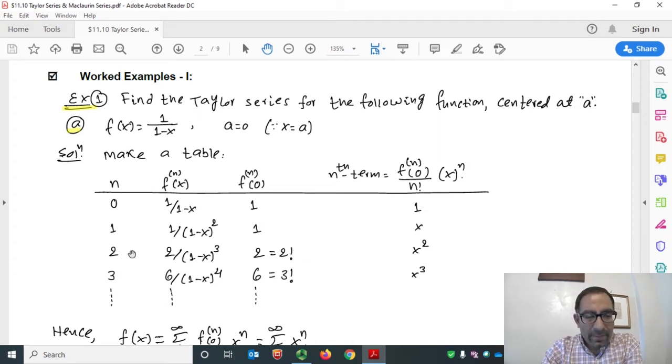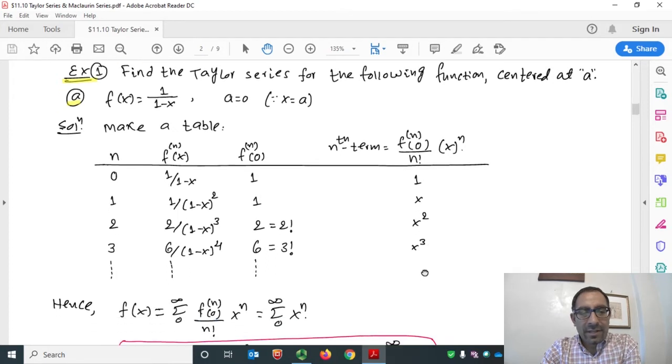Similarly, put n equals 2 and find the second derivative of the function, which is the derivative of 1 over (1 minus x) squared, which is 2 over (1 minus x) to the power 3. Evaluate the derivative at x equals 0, which turns out to be 2. We can write 2 as 2 factorial. Then in the nth term, 2 factorial over 2 factorial cancels, so simply x squared. Similarly, the third term comes to be x cubed.